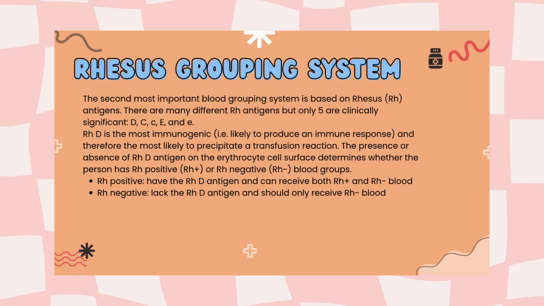The presence or absence of RhD antigen on the erythrocyte cell surface determines whether the person has Rh positive, Rh plus, or Rh negative, Rh minus blood groups. Rh positive individuals have the RhD antigen and can receive both Rh plus and Rh minus blood. Rh negative individuals lack the RhD antigen and should only receive Rh minus blood.